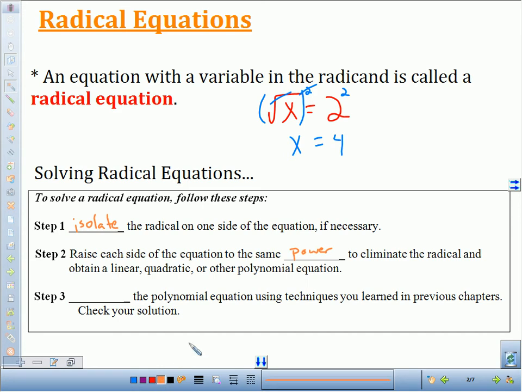Which leads us to our last step. Now, this example was a little simple, so we didn't really have to do much solving. But the last step would just be to solve the equation using whatever techniques we need. Some of these will require solving by factoring. Some of them will require some different ways of solving equations. So we'll get practice with those. For the most part, it will be fairly straightforward solving equations.